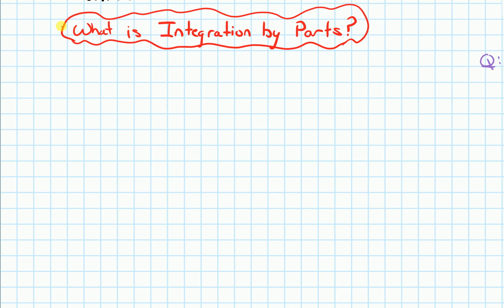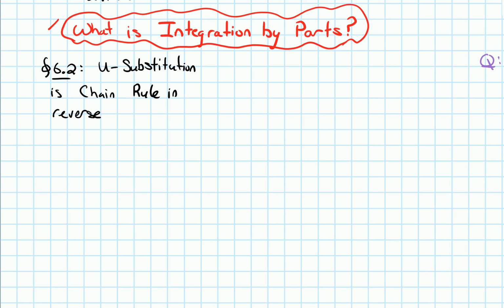In this video, we will talk about what integration by parts is. So let's remember that back in section 6.2, we talked about U substitution. And what we saw was that U substitution is chain rule in reverse. It's sort of a way to use chain rule, but for antiderivatives.